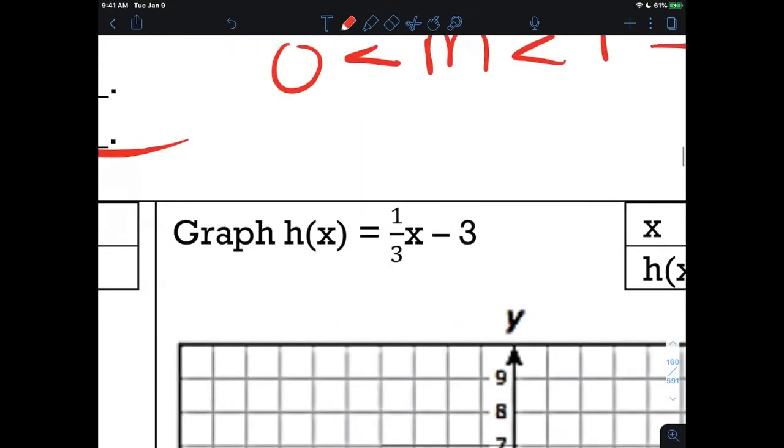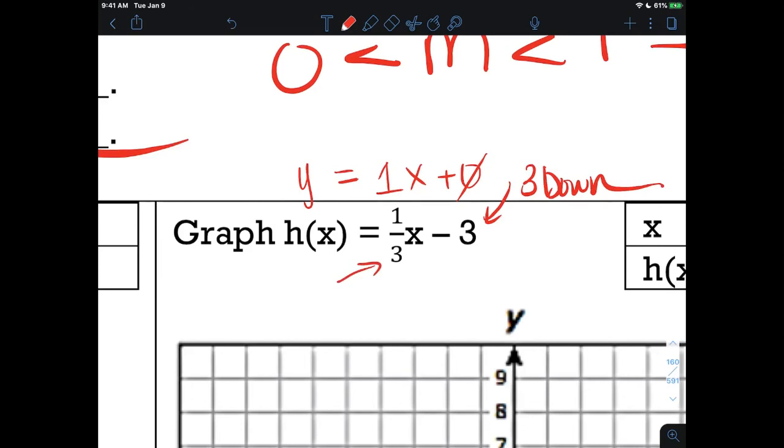All right, let's do the same thing over here. I'm going to zoom into my equation, and I'll be comparing it to this one. Obviously that's a -3, so 3 down. And this 1/3 is smaller than 1, but still bigger than 0, right? So that's going to be a vertical compression. We're squishing it. You could also say that it's less steep.